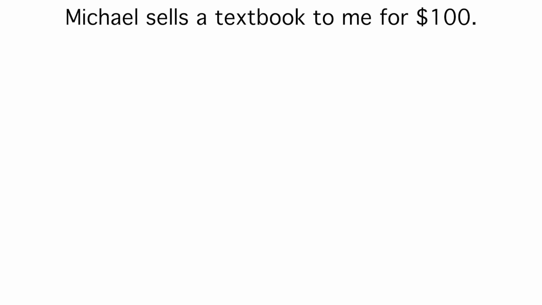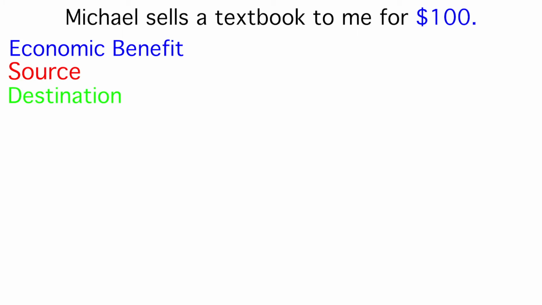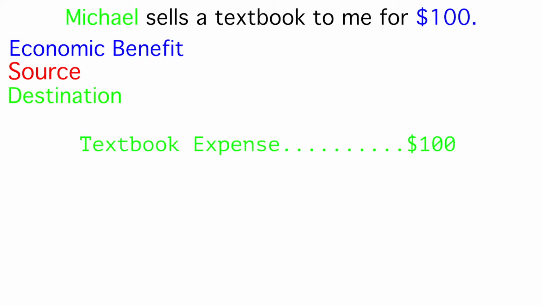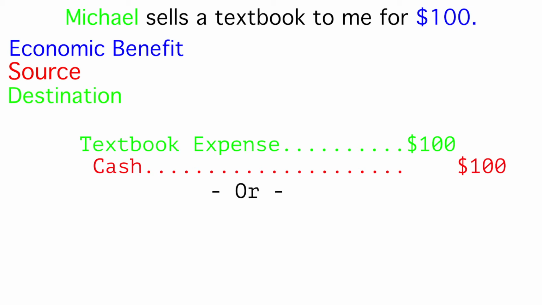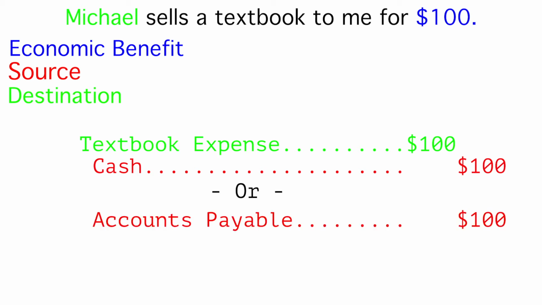Let's turn this around. Say instead of selling my textbook to Michael, he sold a textbook to me. In this case, the economic benefit is still that $100, but the source and the destination have changed. The destination of the economic benefit would now be with Michael, so I debit my expense account to show that I purchased something from him. The source is a little bit trickier. Ask yourself, where did I get the $100 from? I could credit my cash account to show the outflow of economic benefit, or if I was like Michael and didn't want to pay up front, I would create a liability account called accounts payable and credit it to show that I sourced the economic benefit from an account I hadn't paid yet.